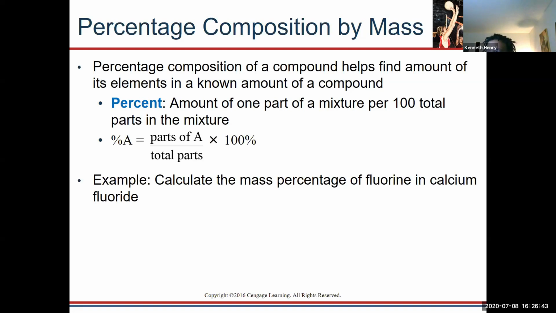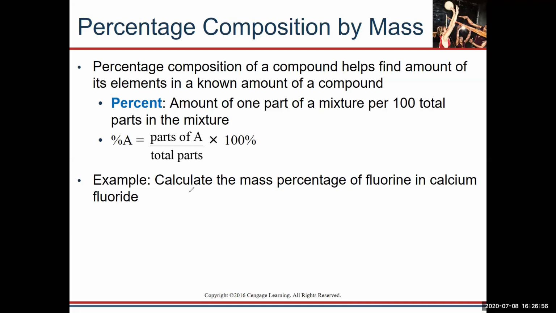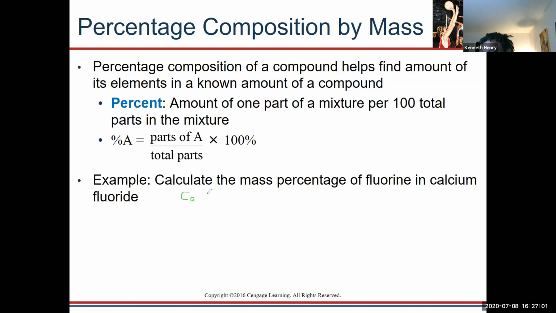So for instance, if we're talking about the percent mass of fluorine in calcium fluoride, what is the chemical formula for calcium fluoride? CaF2. Okay, so we're interested in the fluoride in the calcium fluoride. How much of it is fluoride? Well, the way you calculate that is you take the part over the whole.